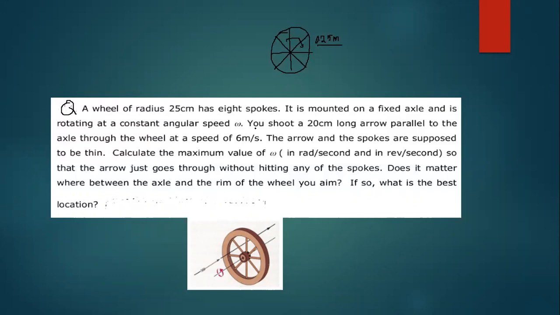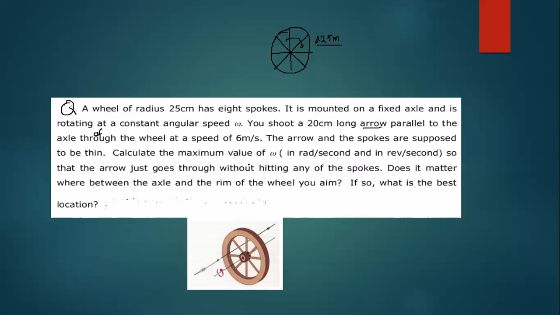We have been told we are shooting an arrow, all right, parallel to the axle through a wheel, through the wheel, okay, parallel to the axle of the wheel. In fact, this one's supposed to be the axle of the wheel, so it is parallel to the axle of the wheel. So this same arrow that we are talking about, we shoot an arrow which is parallel to the axle of the wheel at 6 meters per second.